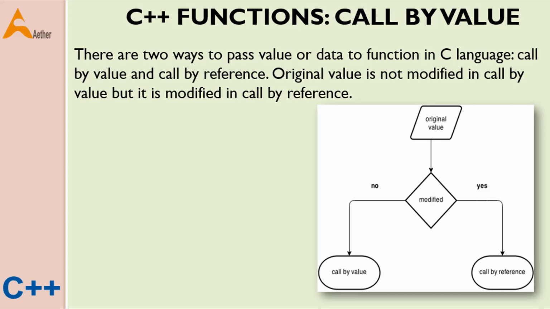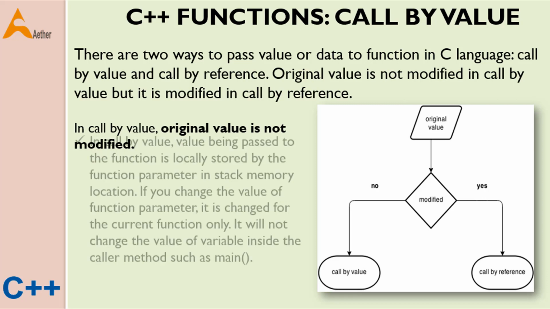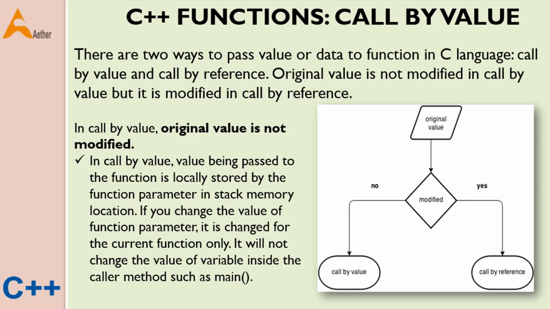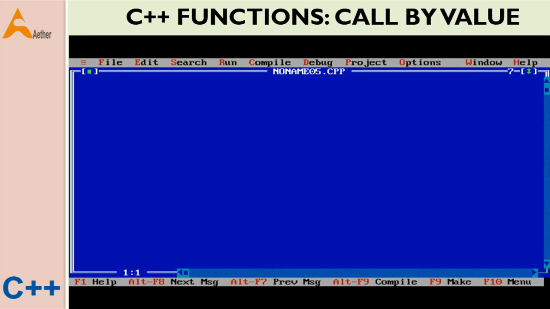In call by value, original value is not modified. In call by value, value being passed to the function is locally stored by the function parameter in stack memory location. If you change the value of function parameter, it is changed for the current function only. It will not change the value of variable inside the caller method such as main. Let's understand it with an example. Watch the example carefully.